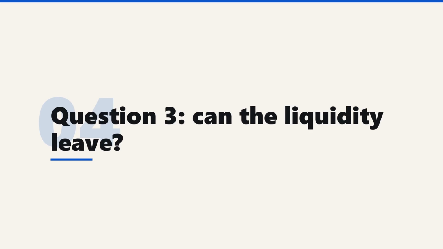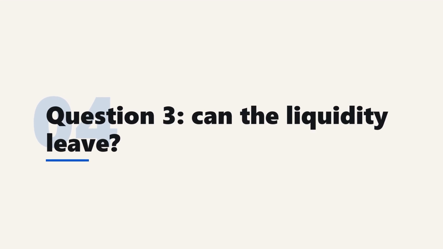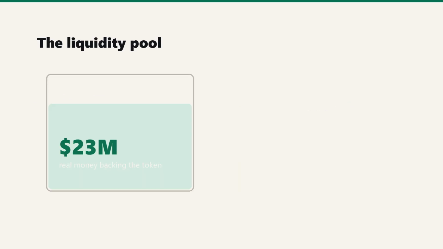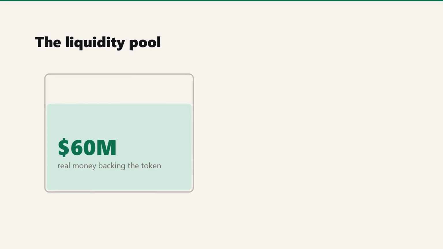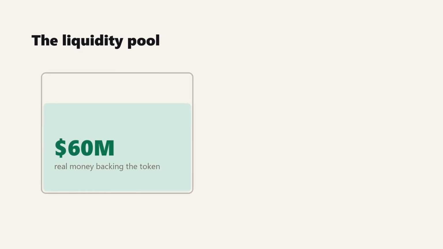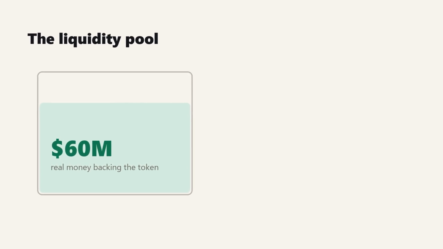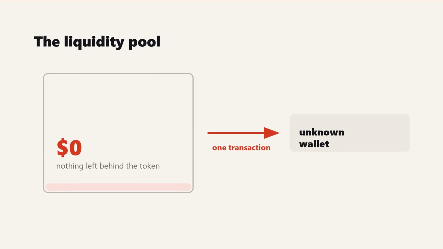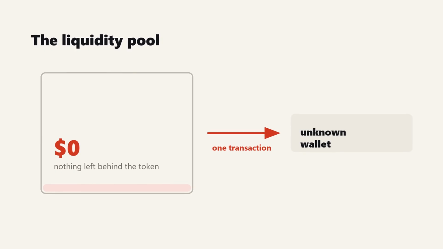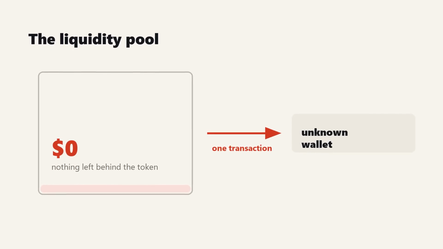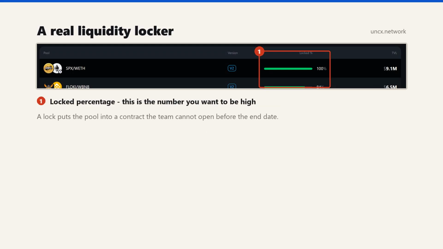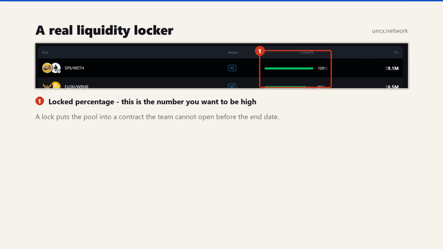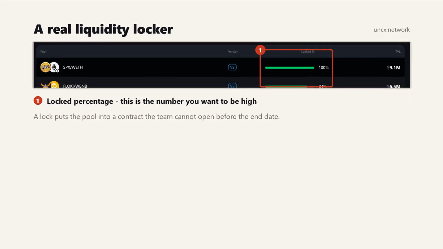Question 3. Can the liquidity be pulled out tomorrow? Remember from Lesson 1, the liquidity pool is the real money that makes trading possible. If the team can withdraw it, the token goes to 0 in a single transaction. A liquidity lock puts that pool into a smart contract that will not release it until a set date. The team genuinely cannot take it out before then, and anyone can verify it.